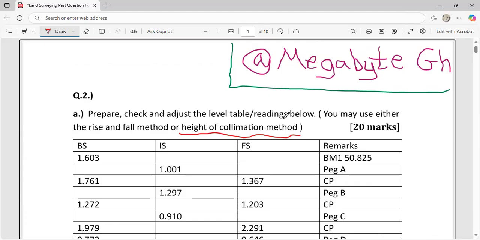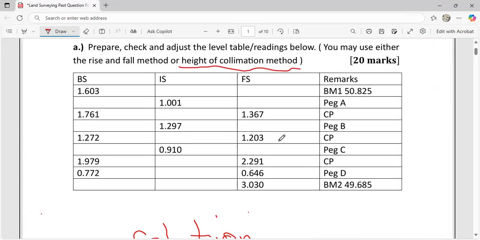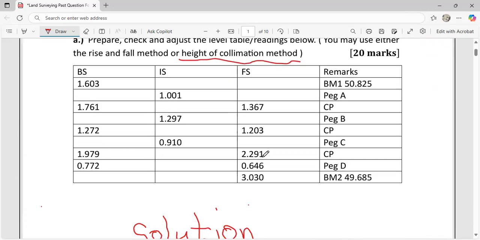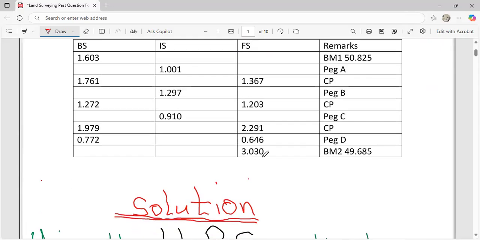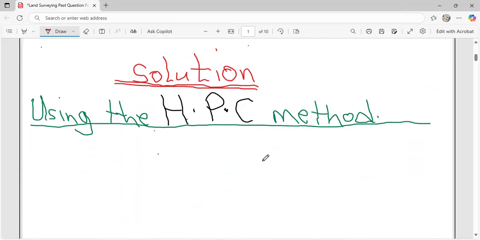But this year, we don't know what may happen. So let's all try this past question and see how we can understand certain things. In doing this, we have to construct 8 columns, where the first column is composed of the backsight, the second is intermediate, the third is foresight, the fourth is the HPC, the fifth is the initial reduced level, the adjusted reduced level, and also the remark.